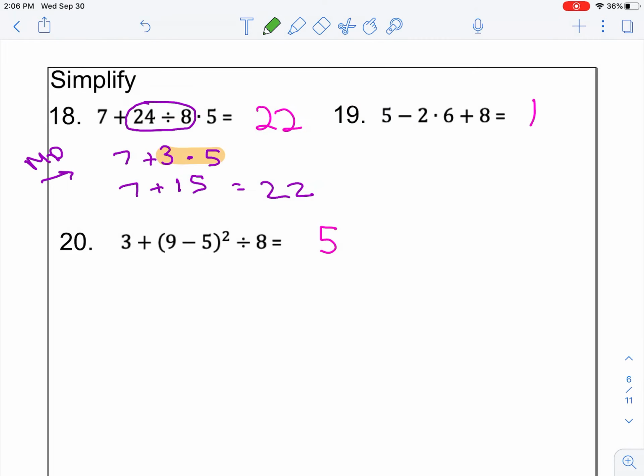Next example, no parentheses or exponents, no multiplication or division either. Oh, I'm sorry, yes there is. So the next thing I need to do is the multiplication. The only multiplication is that 2 times 6 to get 12. Rewrite the other numbers and symbols, and now you have the addition and subtraction only left, and again, that is done left to right. So I have to work left to right, which means I have to do 5 minus 12 is what comes next. And that gives me -7 plus 8, and now that gives me a +1.